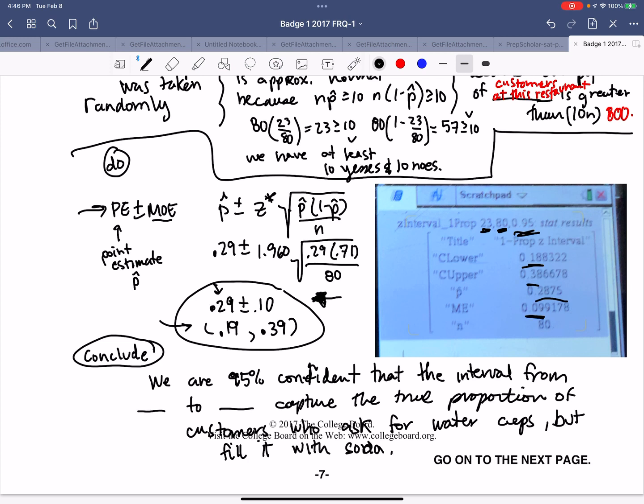So what are our numbers here? Again, we get it from our calculator. We get it from here, C lower, C upper. That's where these numbers go. Cool. State, plan, do, conclude.